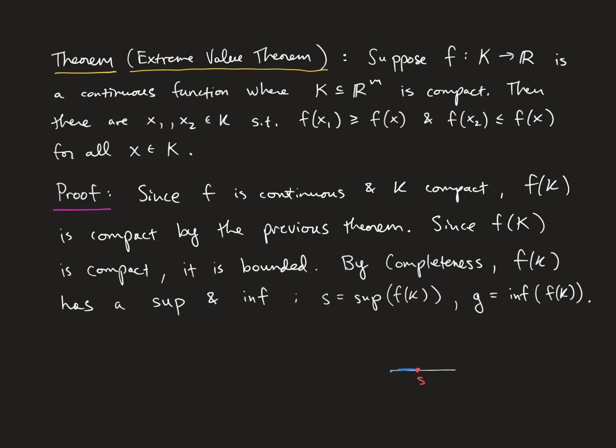And so to do that, we just have to say that these numbers, S and G, are in this set f of k. So far, the fact that f of k is compact, that's our main conclusion from the fact that f is continuous and k is compact. So far we've used bounded. We haven't used closed yet. And that's going to allow us to conclude that S and G are in f of k if we invoke the fact that f of k is closed.